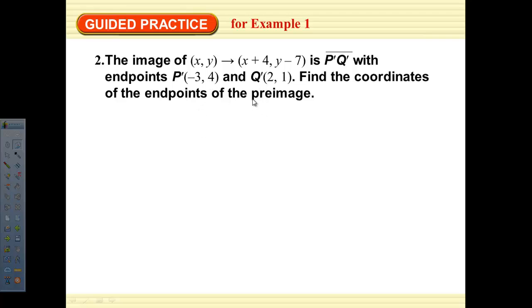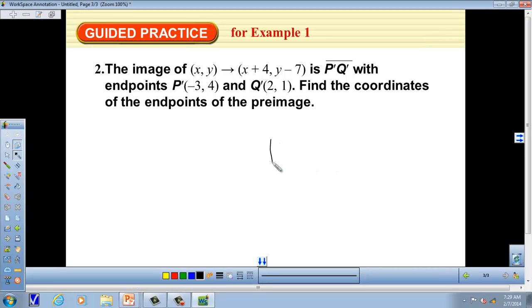Ooh, this is a good one. When we talk about pre-image, that is what we start with. Image is what happens afterwards. So if we look at this carefully, what we've been given is P prime, which is -3, 4, and what we want to find is what P is.